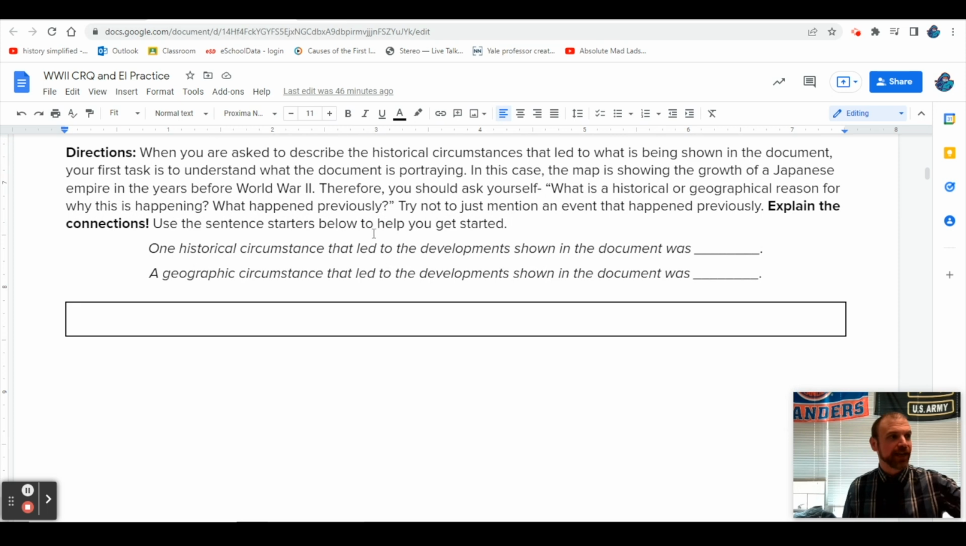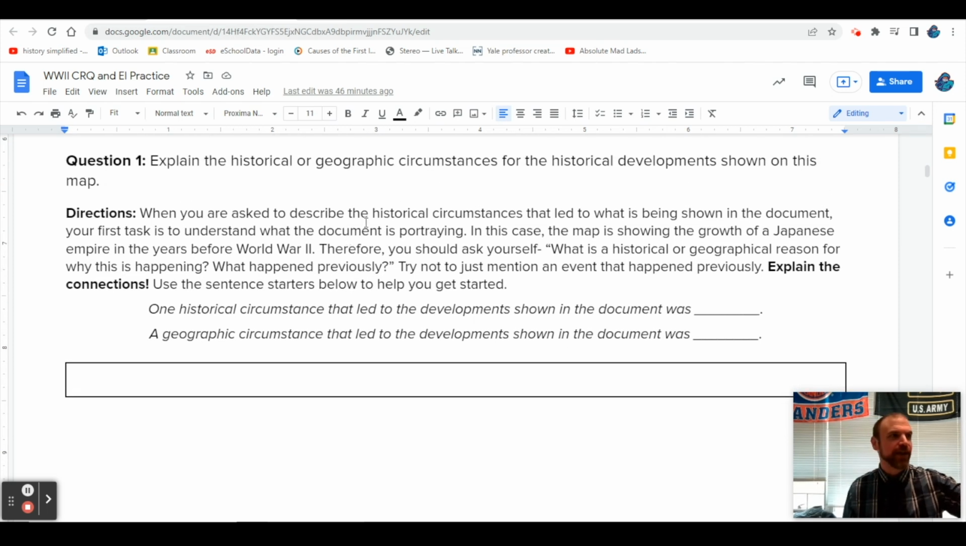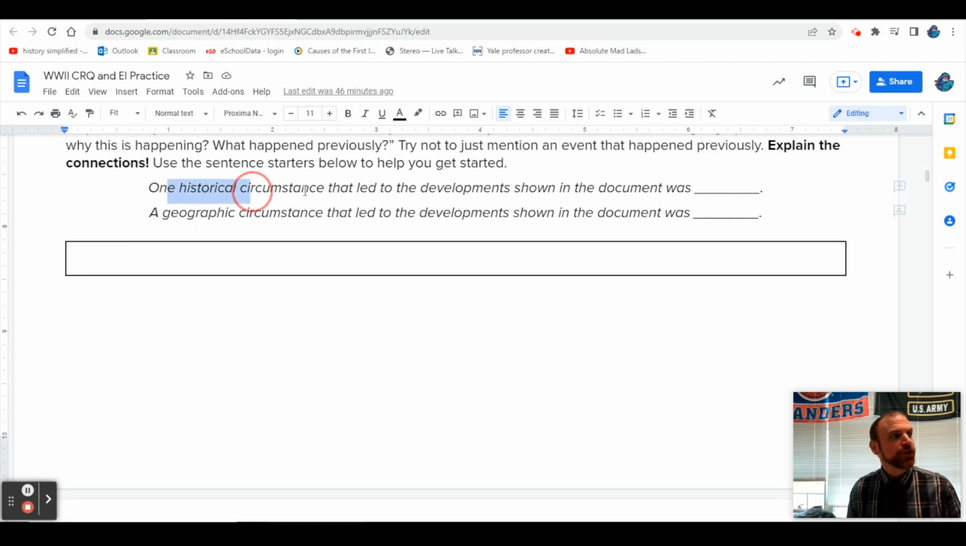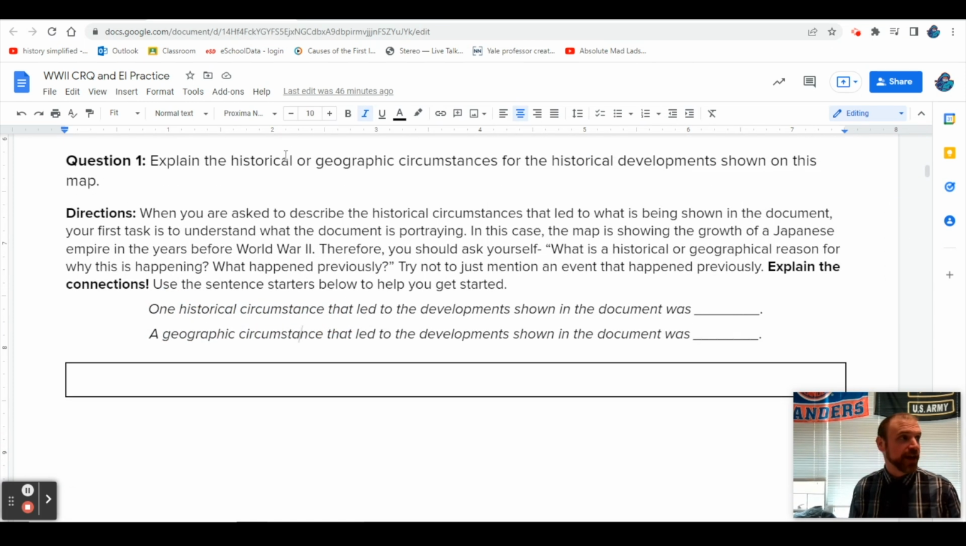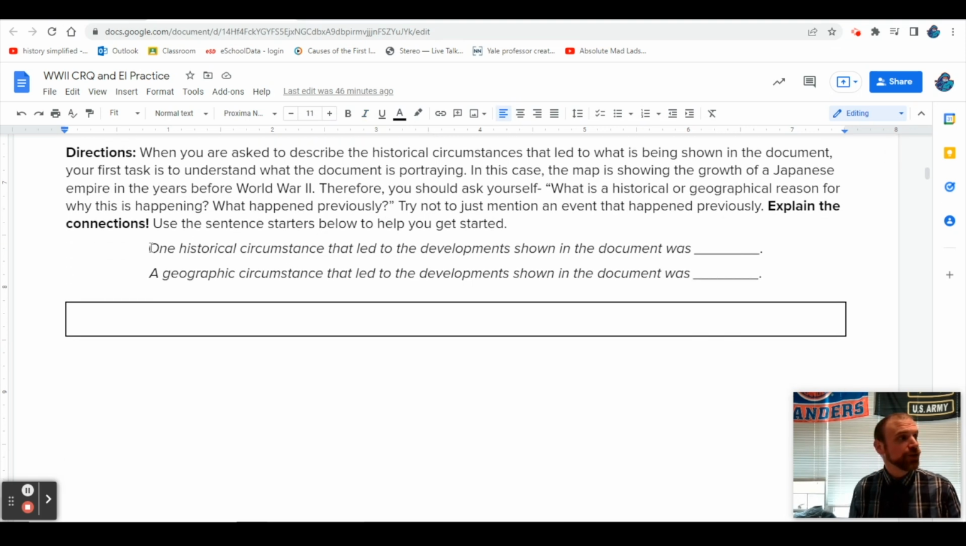Right, so what I did was I embedded some instructions on here in case you ever want a refresher on how to do these things. We could choose a historical or a geographic circumstance in this case because it said you could do one or the other. I'm going to choose historical circumstance, an event that preceded it rather than a geographic factor. You could say that Japan lacked natural resources for industrialization, which is why they were expanding. But I'm going to use a historical circumstance, all right?